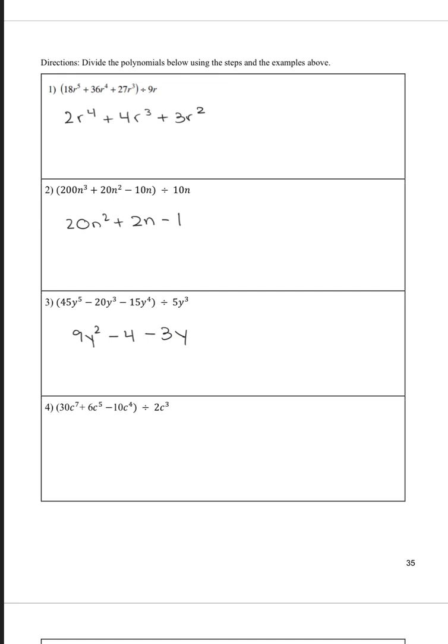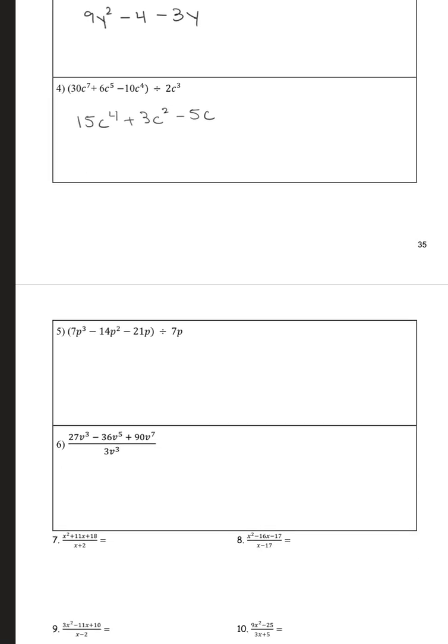But here, dividing everything by 2c, 30 divided by 2 is 15. C to the 7th divided by c cubed is c to the 4th. 6 divided by 2 gives you a positive 3. C to the 5th divided by c cubed gives us c squared. Negative 10 divided by 2 gives us a negative 5. And c to the 4th divided by c cubed is c.